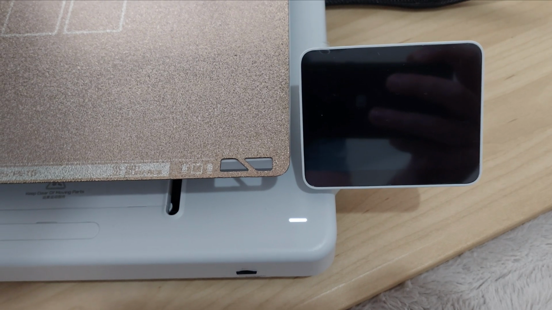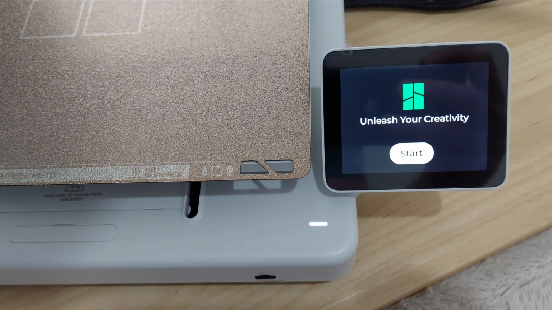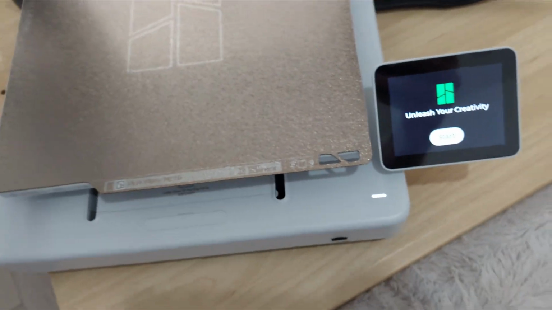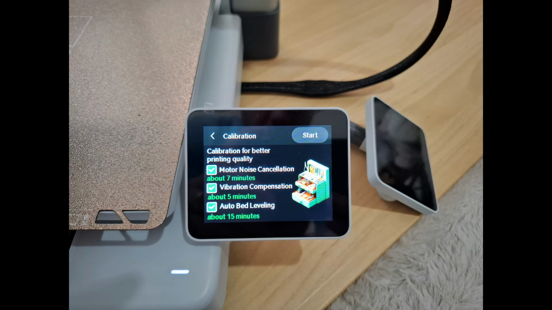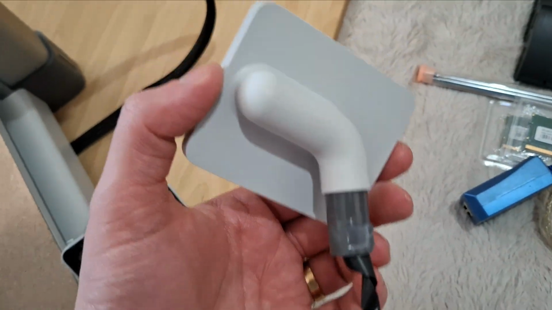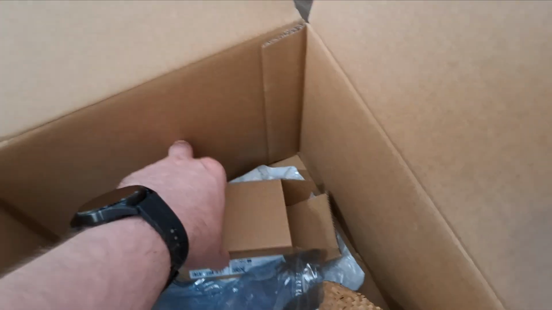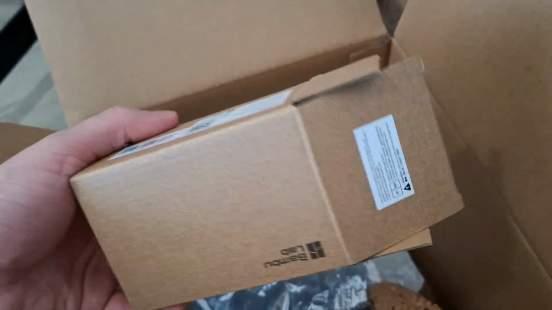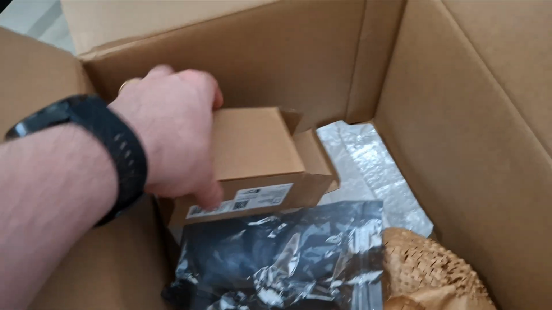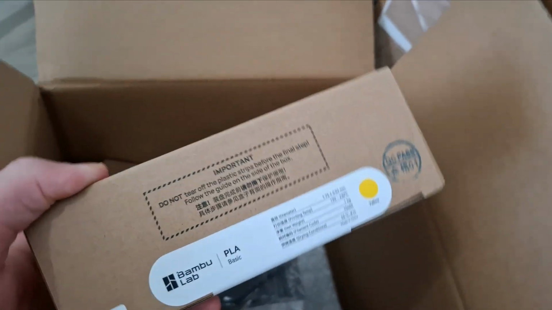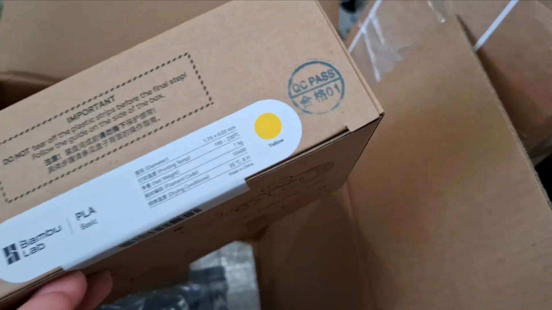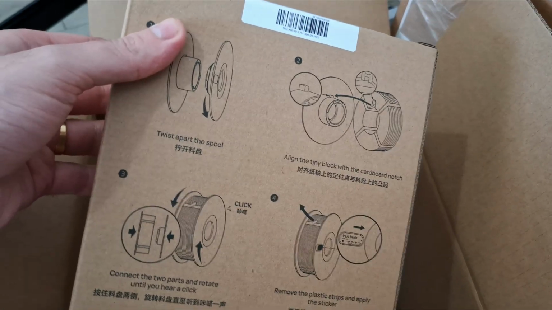This is the result. Basically, now it is working, and I'm very happy after waiting 10 days. This is the faulty one and this is the replacement and this is the box where it came. So this is the box keeping the display, and also I got a roll of PLA basic filament as a thank you note or apology note.